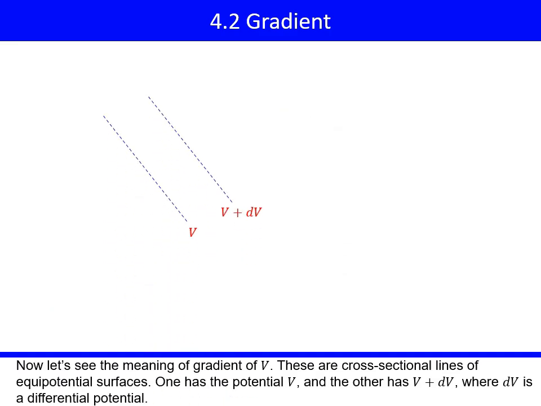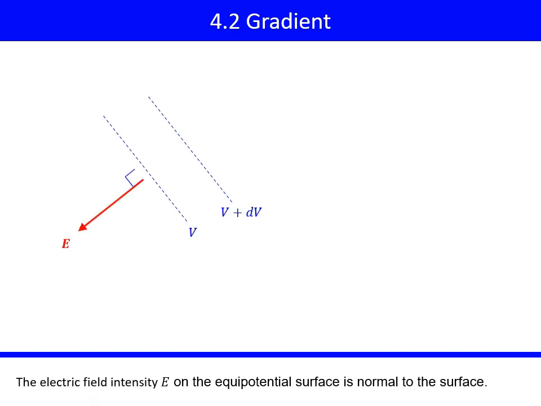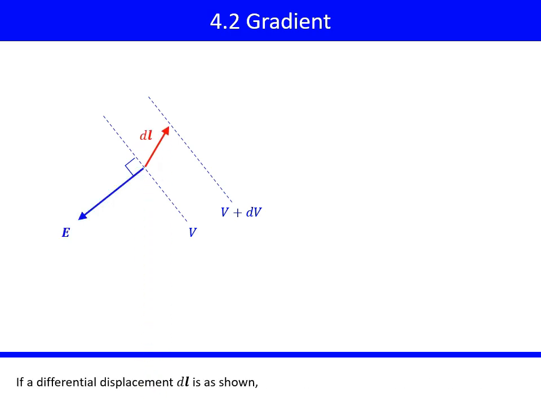Now let's see the meaning of the gradient of V. These are cross-sectional lines of equipotential surfaces. One has the potential V, and the other has V plus dV, where dV is a differential potential. The electric field intensity E on the equipotential surface is normal to the surface. If a differential displacement dl is like this one, then the differential potential dV is given by this equation.